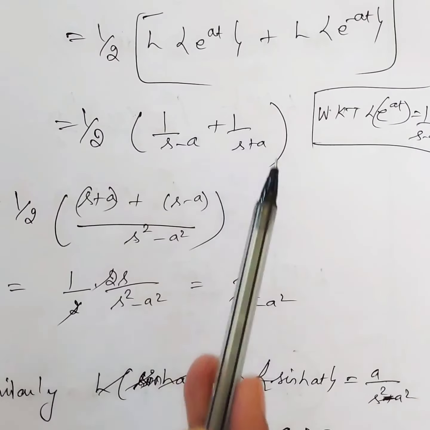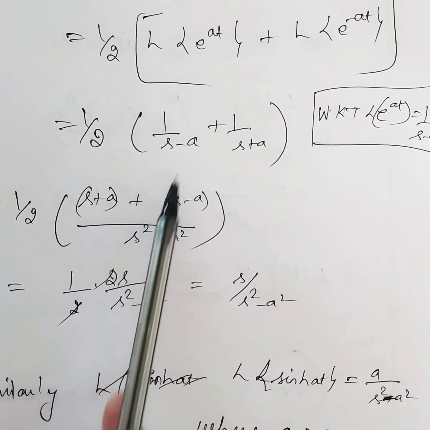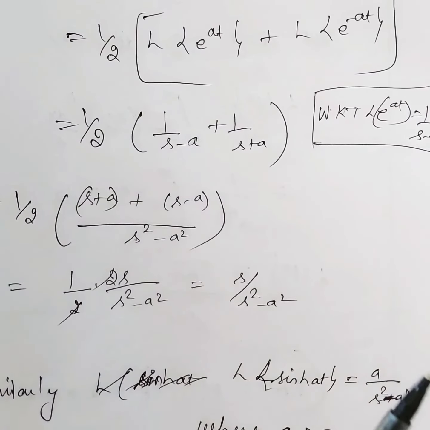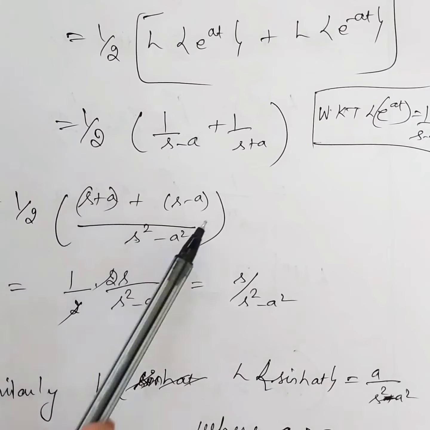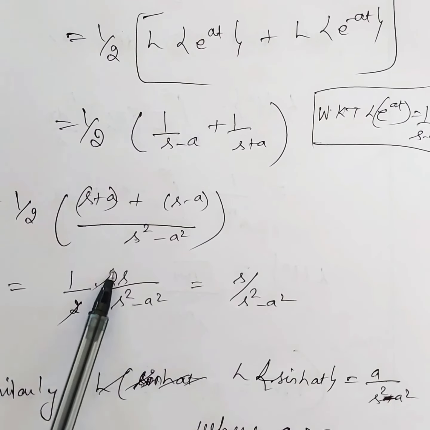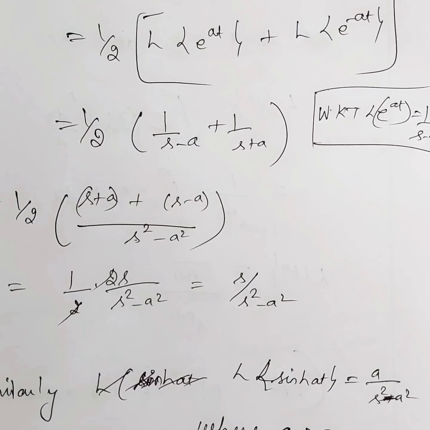So we are taking LCM. So s plus a plus s minus a divided by s square minus a square. Because this is a plus b, a minus b format. So in the numerator, if I simplify, plus a and minus a will get cancelled. I'll get 2s by s square minus a square. 2 and 2 will get cancelled. So we get s by s square minus a square.